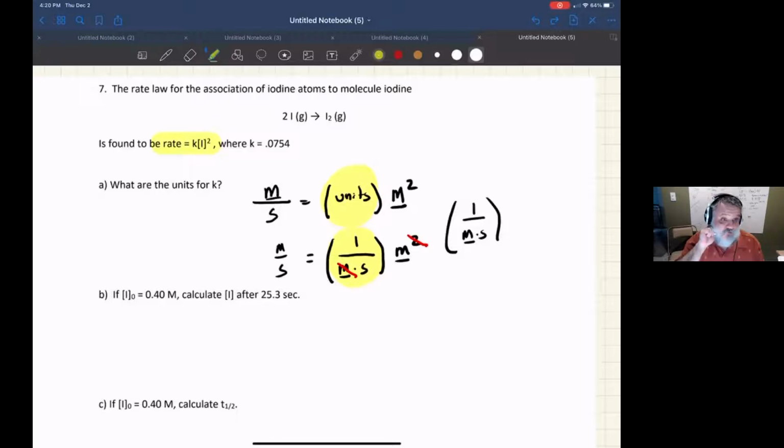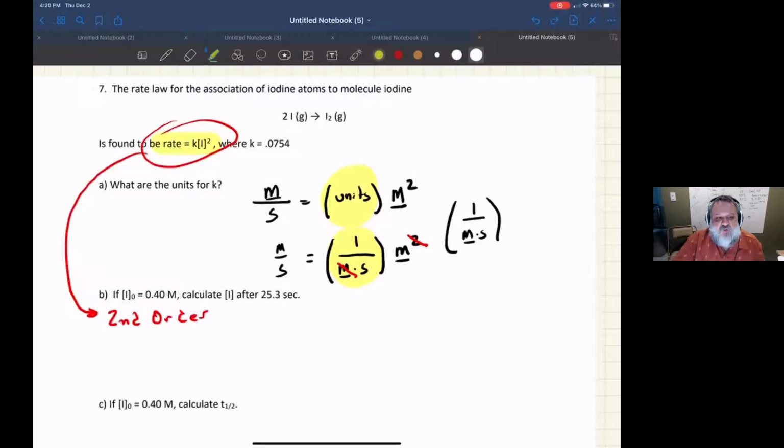Okay, second part, part B. If I naught equals 0.4 molar, calculate the concentration of iodine after 25.3 seconds. Well, it's a second order equation, and so we need to use the second order integrated rate law, which looks like this. And it gives us everything we need except for the concentration at that time. So the rest we're just plugging in.